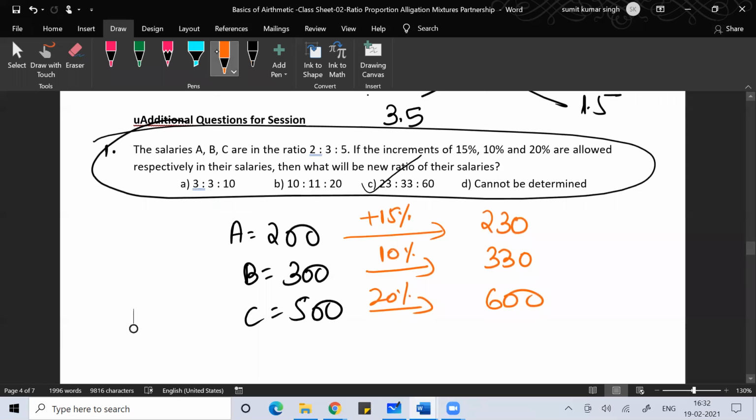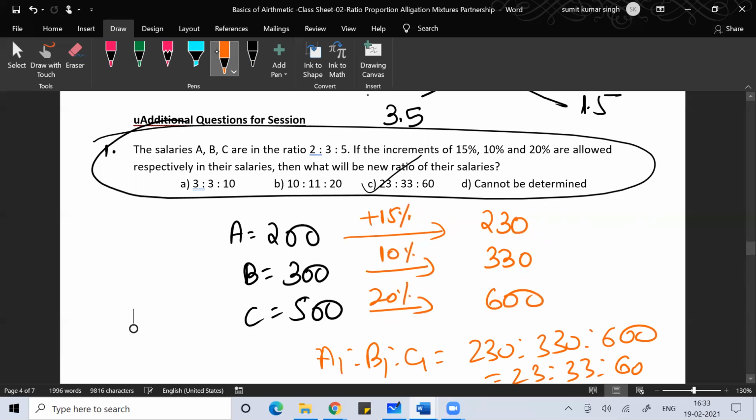So what is the ratio of the new salary? Suppose A1 is to B1 is to C1, that is 230 is to 330 is to 600. That will be 23 is to 33 is to 60. Simple. Percentage 20%, don't do 20%. Take 10% into 2. So like that way you can do.